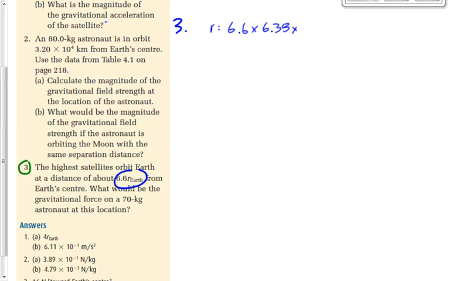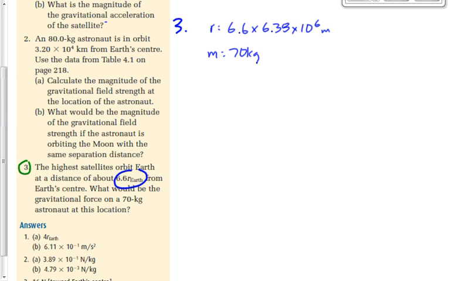the radius of the Earth. Is it 6.38 times 10 to the 6? Is that right? So that's the radius, or the distance that we're dealing with here from the center of the Earth: 6.6 times the radius of the Earth, whatever that number is. We have a mass here of 70 kilograms. Is that the mass of the producer or the experiencer?